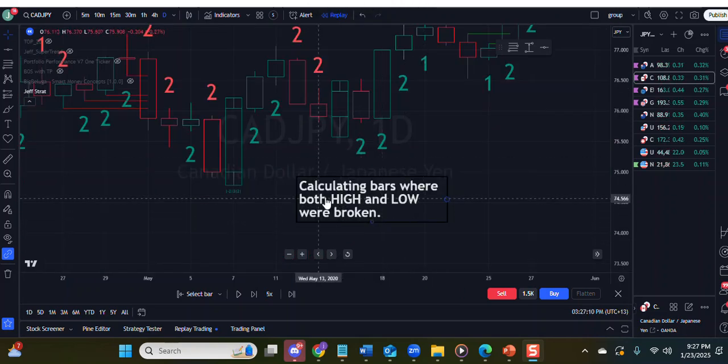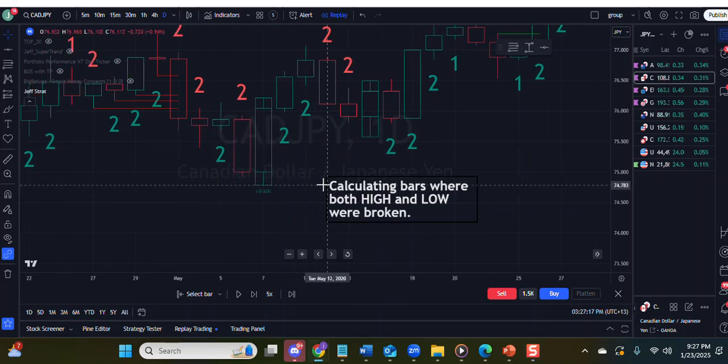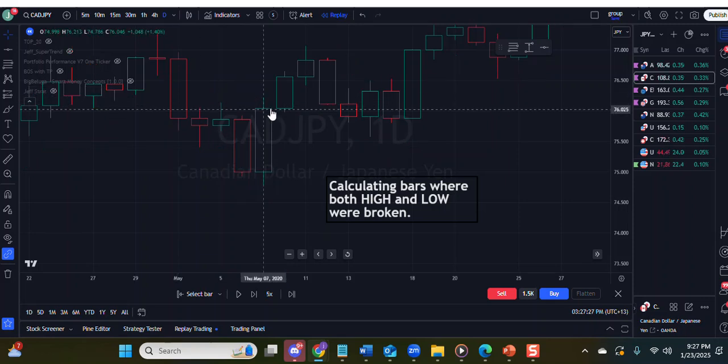Next, calculating bars where the high and low were broken. We know that TradingView doesn't give us intra-bar data. We only get an open, close, high, and a low, so we don't know which one happened first. So here's what we're going to do.